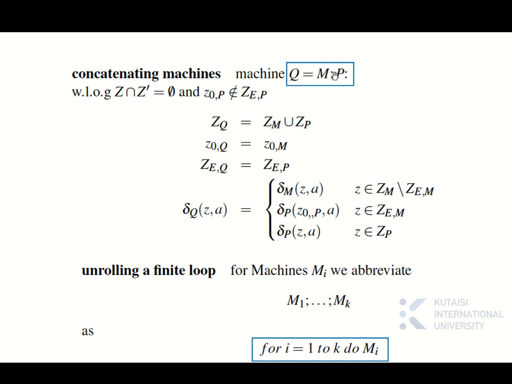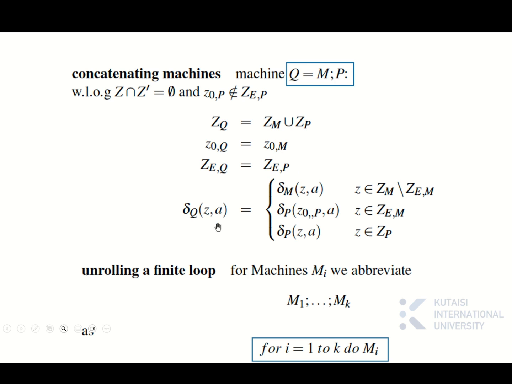How would you implement this? Let's say I want to do this. What would be the start state? What I want to achieve is to run machine M, and once it's finished, on the output, run machine P. Exactly, the start state of Q will be the start state of M. So what would be the states of Q? The states of Q will be states of M and states of P. The start state of Q will be the start state of M. The end states of Q will be the end states of P.